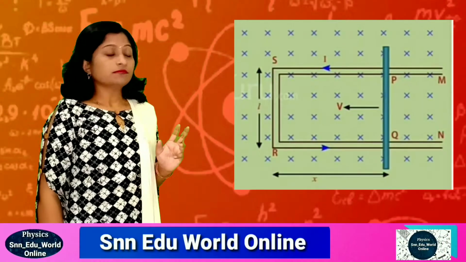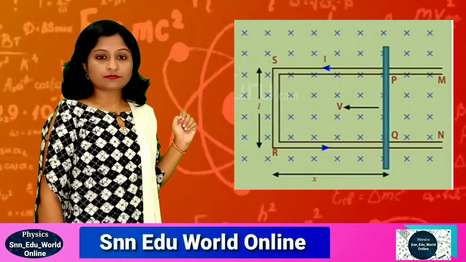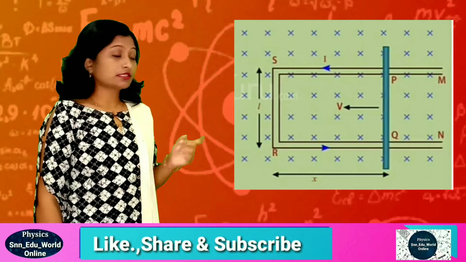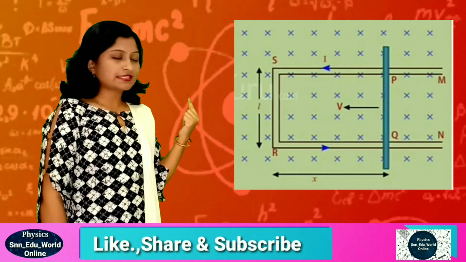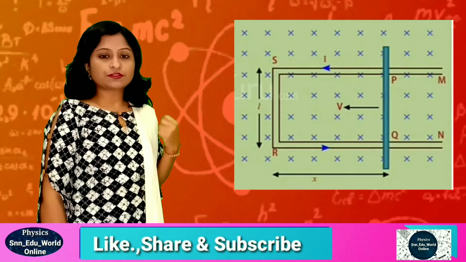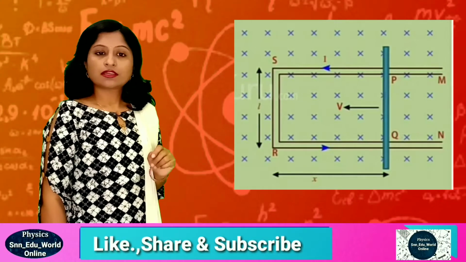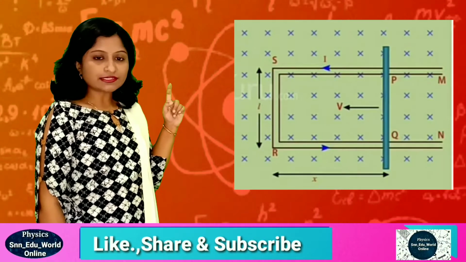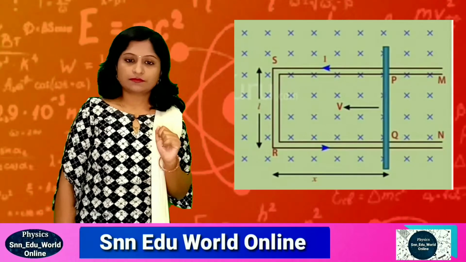In this diagram a rectangular conducting coil or loop is given. In that, the side PQ is movable. Now it is moving towards the inside of that loop with velocity v. PQ is moving with velocity v towards SR. The length of the side SR is L, or the moving side has length L.